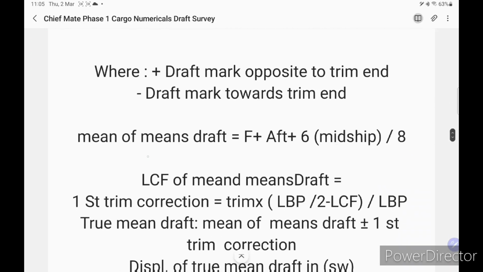Then we will calculate the mean of means draft. The formula is forward, which is represented by F, plus aft plus 6 midship, divided by 8. This formula you should memorize. Whatever value you get for the mean of means draft, you will use it to calculate the LCF from the ambihenships particulars.